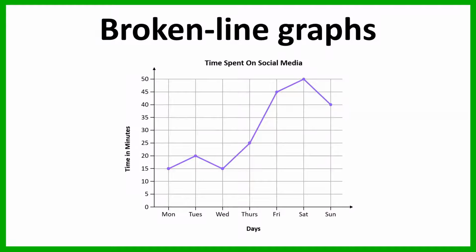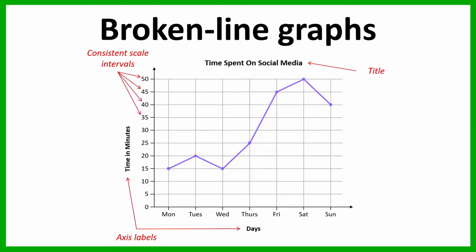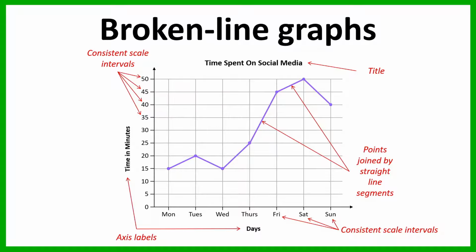The first rule is you need to make sure that everything is labeled. Just like we had for bar graphs and histograms, everything must be labeled for broken line graphs. So you need to have a title, and your axes need to be labeled as well. You need to make sure that your scale intervals are consistent on both of the axes. And you need to make sure that your points are joined by straight line segments.